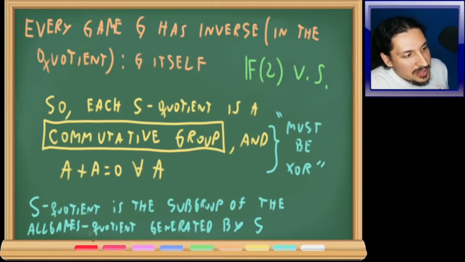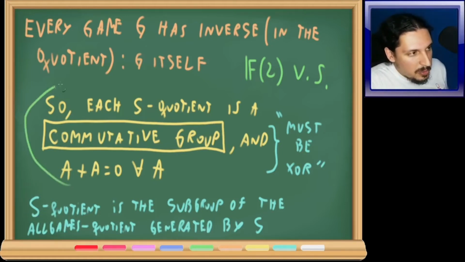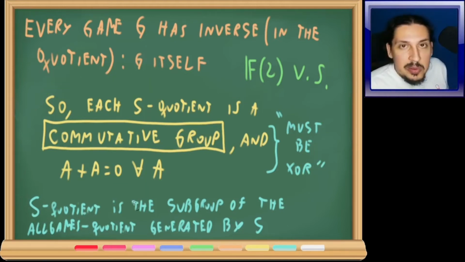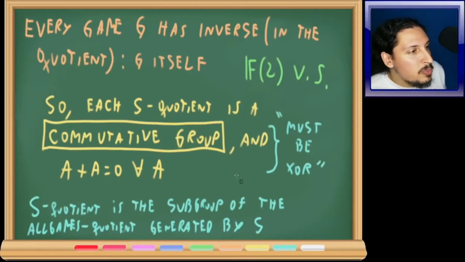And now we can say that any particular S quotient is simply the subgroup of the group of all games generated by the games in S, because of these properties. We couldn't say something like that before. When we only knew that they were monoids, we couldn't say that the S quotient was the submonoid generated by the elements. We didn't know that at all. We know that now because of the group structure and the properties that we proved.